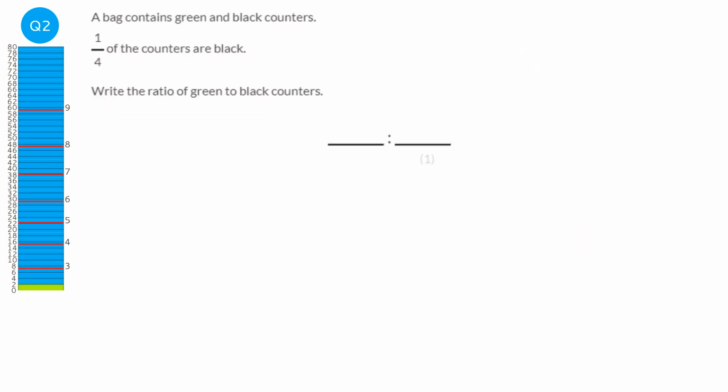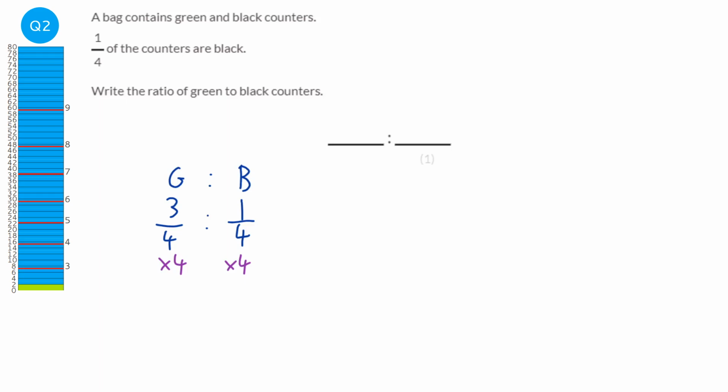So the first thing we're going to do is write this as a ratio between the fractions. So we're going to have green to black. Now it says that a quarter of the counters are black, and therefore the remaining counters will be green. So if a quarter are black, that leaves 3/4 to be green. And what we can do here is, on both sides of the ratio, just times it by 4. So I'm just going to times 4 both sides.